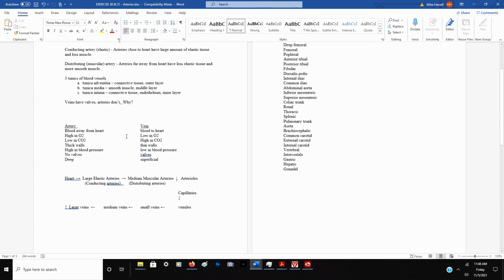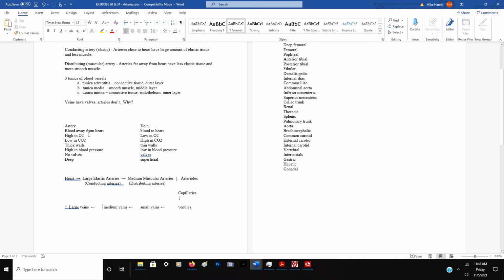But let's look here also at a little comparison between arteries and veins. Now remember, by definition, the number one thing that determines artery from vein is the direction of the blood flow. If you want to say arteries take blood away from the heart into the tissues, that's a good way of looking at it. Veins do the opposite, away from the tissues and back towards the heart.